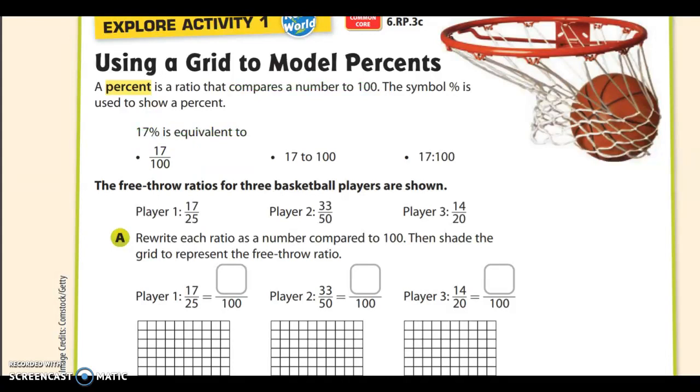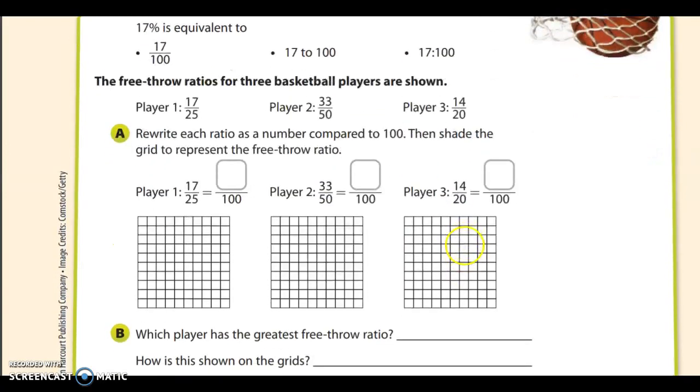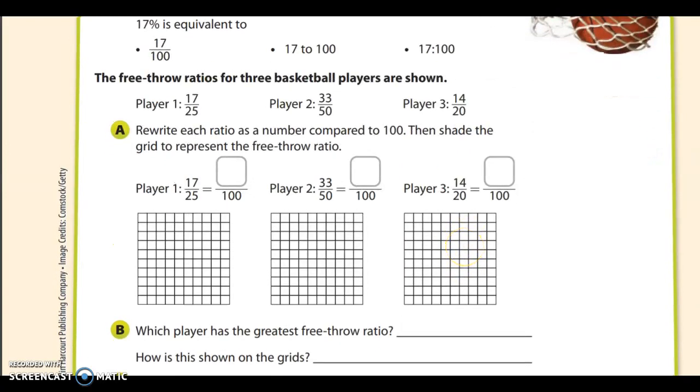Now, why do we use percents? Let's talk about basketball, okay? So, first part of this Explore activity, there's 3 basketball players. We're trying to figure out who's the best shooter. Player 1 was 17 over 25, player 2 was 33 over 50, and player 3 was 14 over 20. The first term is how many they made. The second term is how many they attempted.